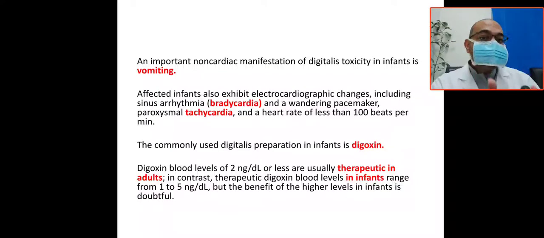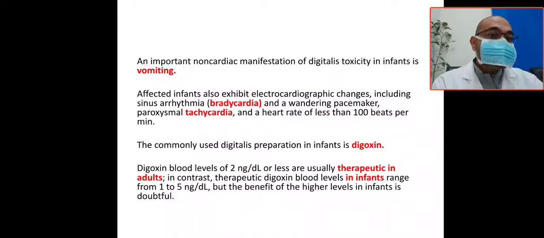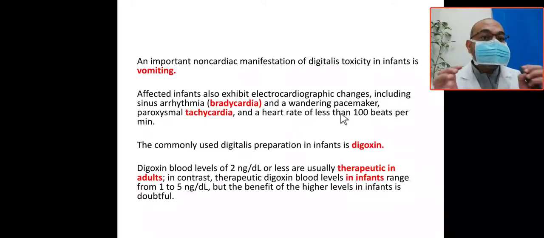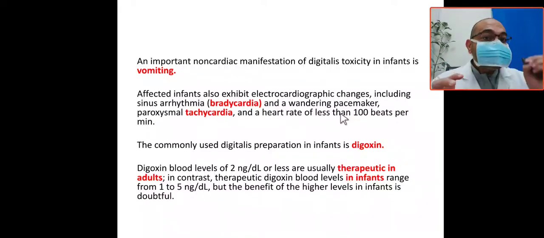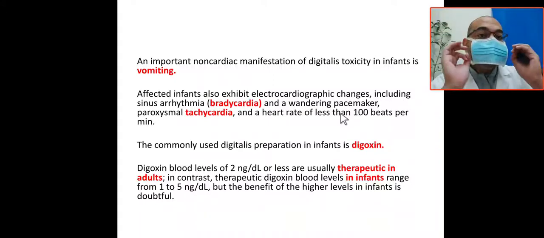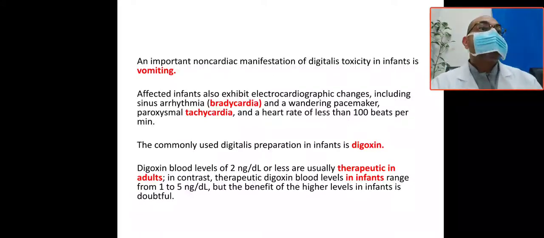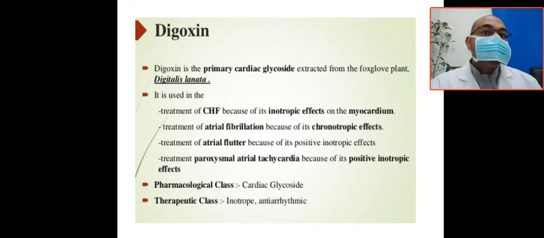The commonly used Digitalis preparation in infancy is digoxin. The digoxin therapeutic blood level in adults is 2 nanograms per deciliter or less. In infancy, it is between 1 to 5 nanograms, but the benefit of a higher level in infancy is doubtful. So what is the digoxin effect?